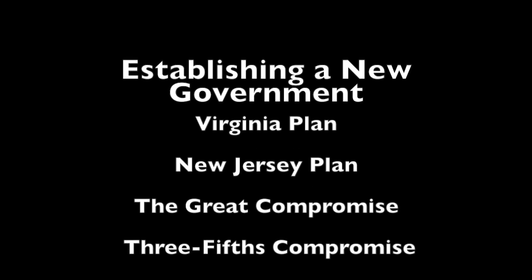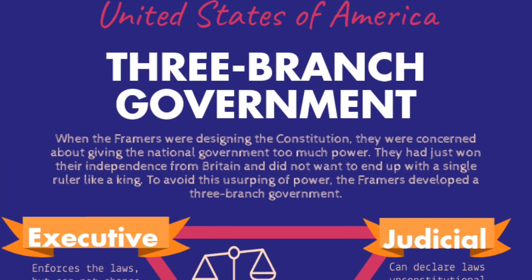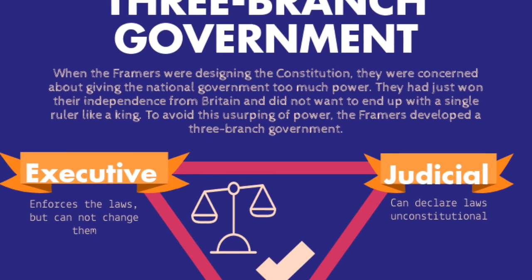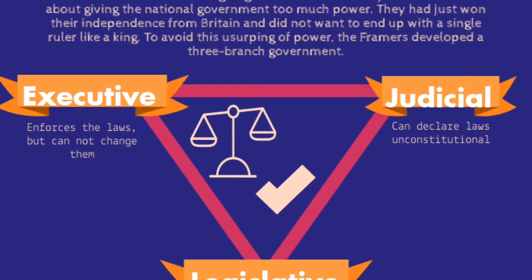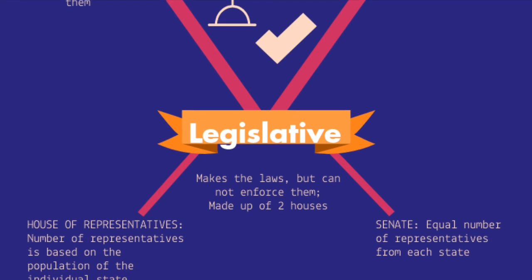In the next section, you will learn that in order for a proper government to be established, compromises had to be made. As you read the next few pages, think about how the Virginia Plan and the New Jersey Plan differed, and how the plans came together in the Great Compromise and the Three-Fifths Compromise. Also note how these compromises defined how states are represented in the legislative branch with the creation of the Senate and the House of Representatives.